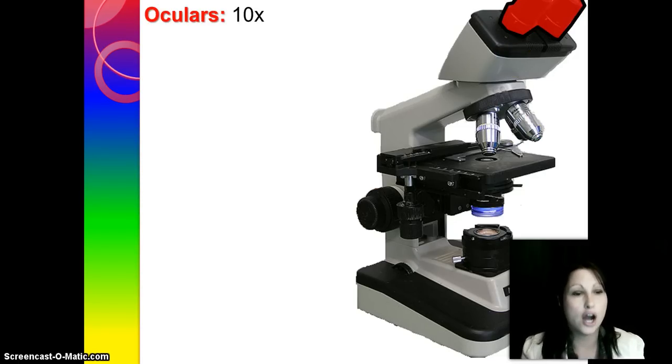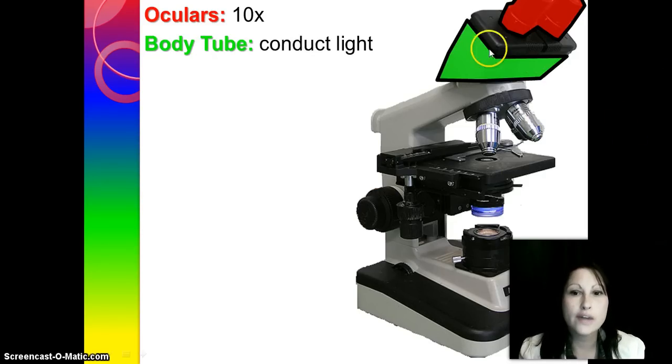So the first one is your oculars. These are the eyepieces, the parts that you look through. And we just said for the compound light microscope that that's going to be 10 times magnification, or 10 times what you normally see with your eye. Next we have the body tube over here. The body tube is kind of an angle, so it conducts light into your eyes.